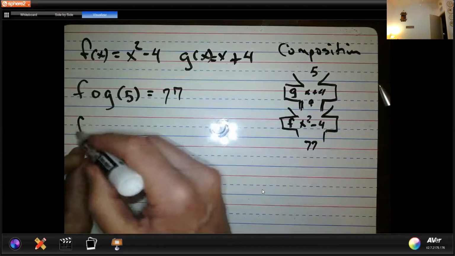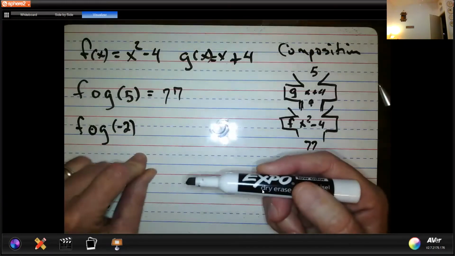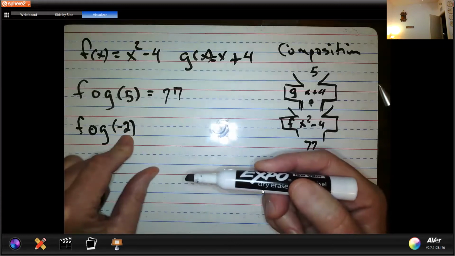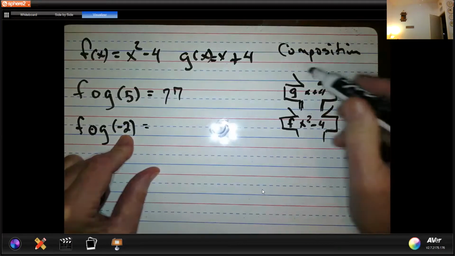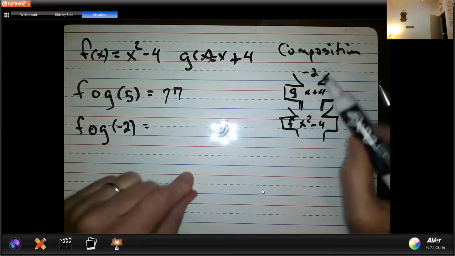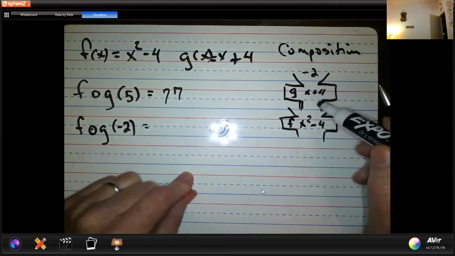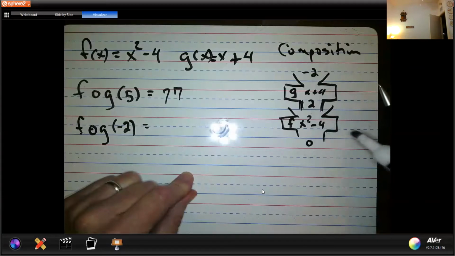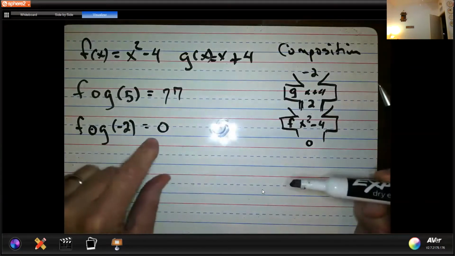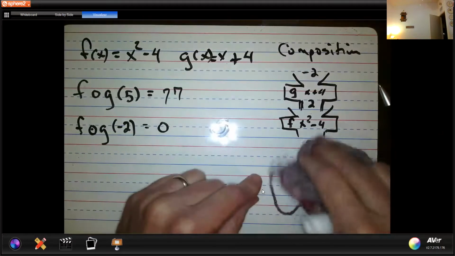Let's do it again just to make sure you understand. Okay? Let's put -2 in there. So I'm going to have to take these all away, right? So -2 goes in, -2 plus 4. Well, that'd be +2, right? +2 squared, that would be 4 minus 4. 0 comes out. Holy smokes, right?